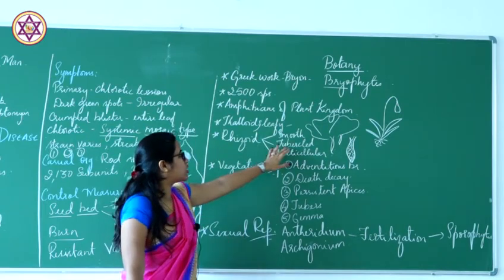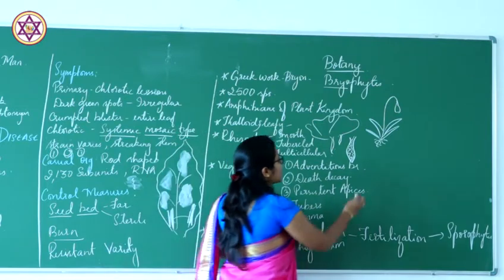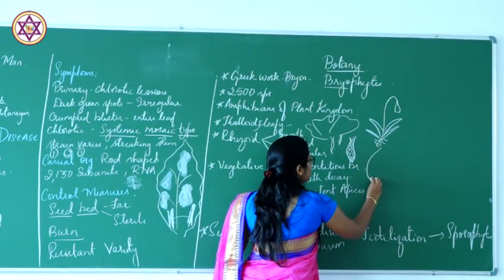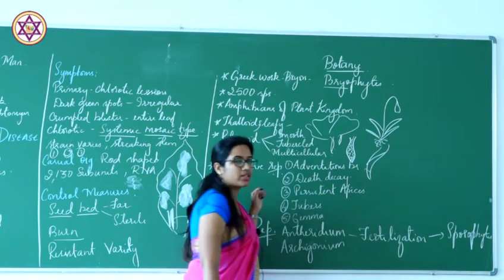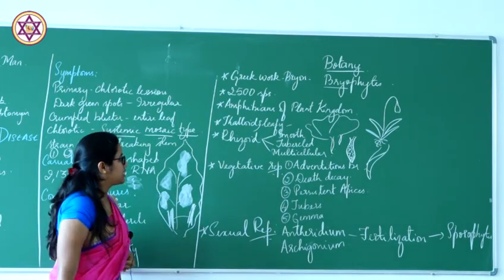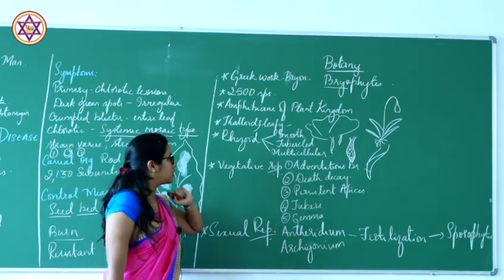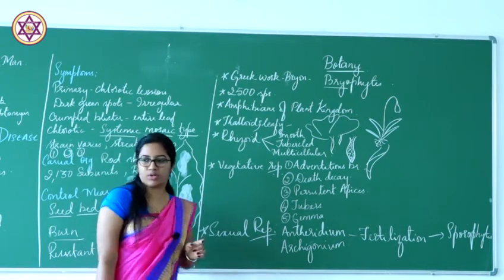These are all unicellular. When we move on to the multicellular rhizoids, you can say that they are simple rhizoids with oblique walls. They don't have straight walls; it is always oblique walls present in the case of multicellular rhizoids. Next, moving to vegetative reproduction.